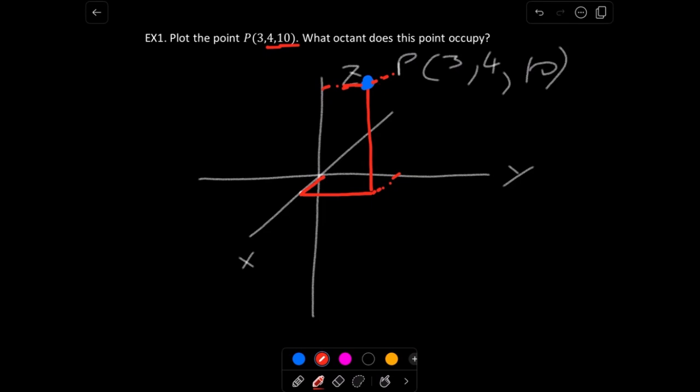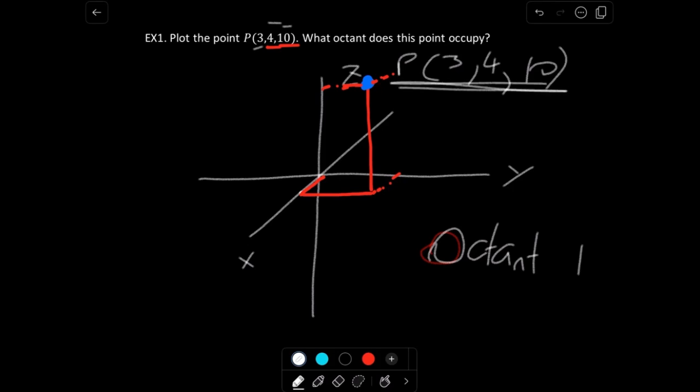Now that it has some depth and you can see it, you can see that this lies in octant 1 just from the diagram. So this lies in octant 1. If you were using the table, you would just see that we have positive, positive, and positive. That's clearly octant 1. So you can use the table, but it's also important to be able to visualize this. So that's how you plot the point 3, 4, and 10.